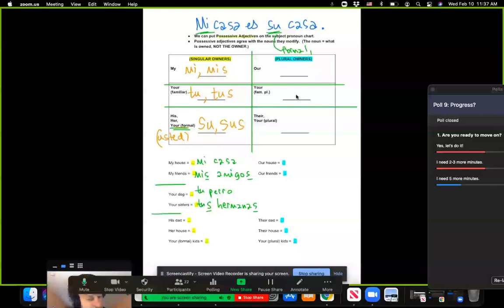We do this with his and her. So if it's his dad, it's su padre. Her house is su casa. Oh my gosh, they're exactly the same. How do we know if it's his or hers? We don't. We have to establish context. And then if we're being formal, your kid is su hijo, but if they're plural, sus hijos. And that could also be his kids, her kids.